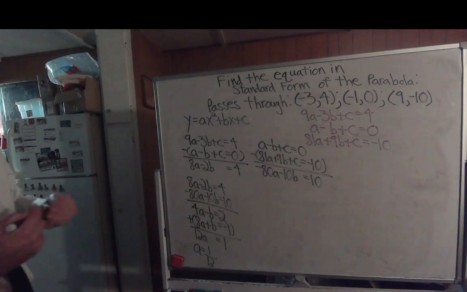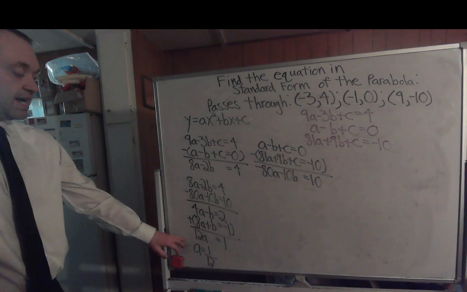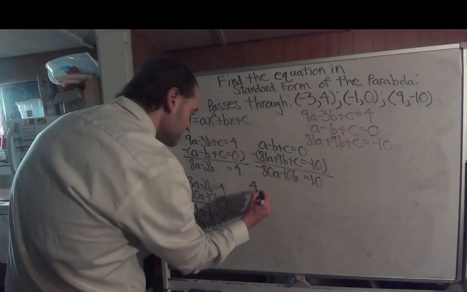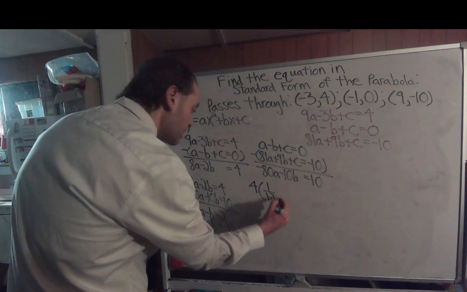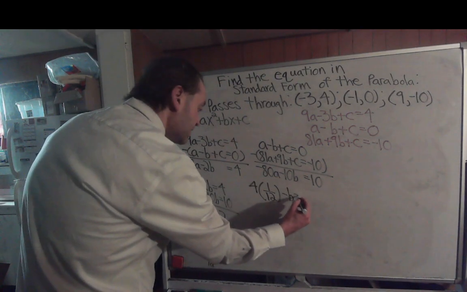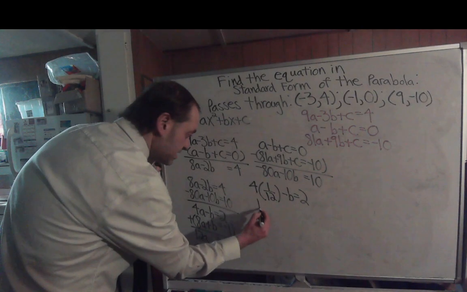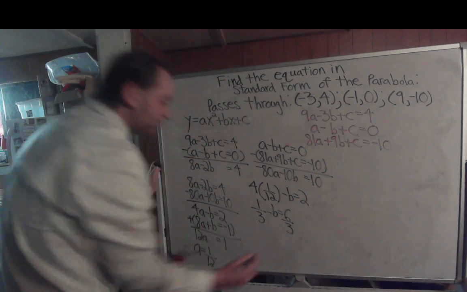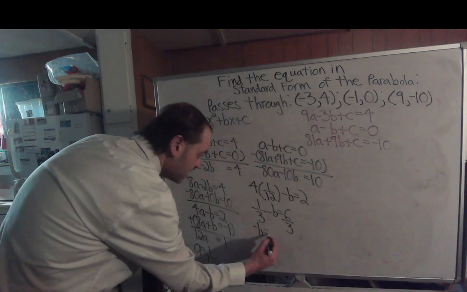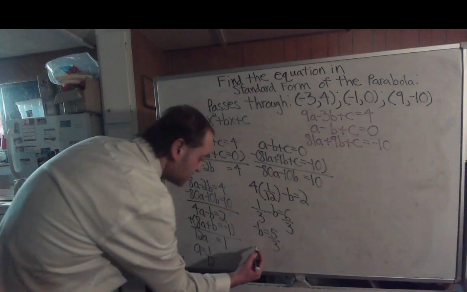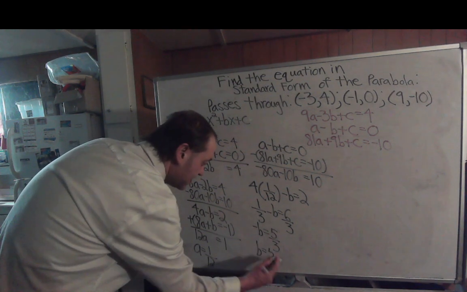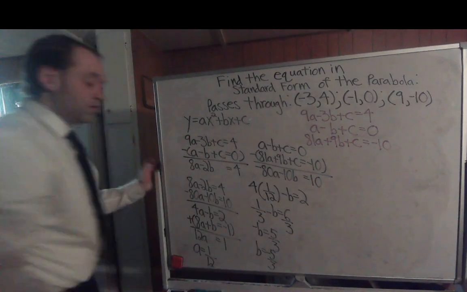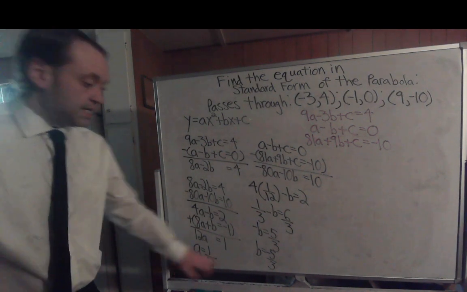Not a pretty number. Now take that a of 1/12, put it into any of these other equations here. So why don't we take 4 times that 1/12 minus b equal to 2. So this would end up giving you 1/3 minus b would end up equaling 6/3. Negative b would end up equaling 5/3. So that means b would end up equaling negative 5/3. Alright, so we've got our a of 1/12, b of negative 5/3.